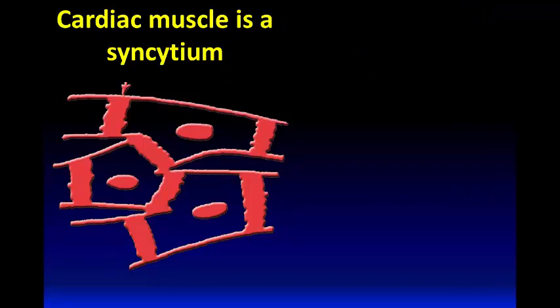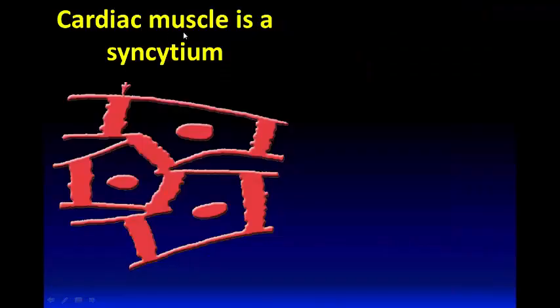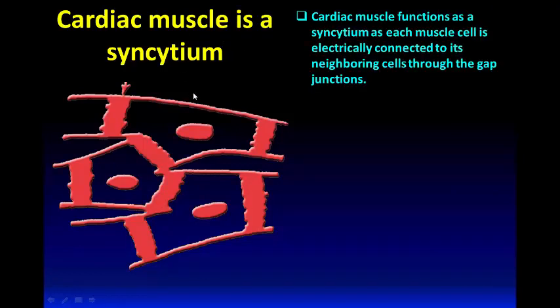It is because of this synchronization of the cardiac muscle fibers, the synchronization of the contractions, and the mechanical and electrical coupling of the cardiac muscle cells via the intercalated discs, that cardiac muscle functions as a syncytium. So cardiac muscle functions as a syncytium, as each cardiac muscle cell is electrically connected to its neighboring cells through the gap junctions.